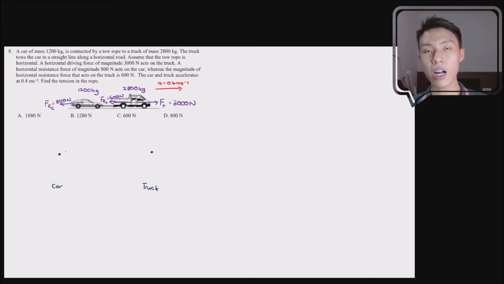Okay, so for the car, when we want to draw a free body diagram, start by drawing a dot to represent the object, then drawing the axis accordingly. So the axis here, one should usually follow the direction of motion. So in this case, the x-axis will follow the direction of motion. The y-axis will be perpendicular to the direction of motion. Okay, so now we have this ready. Let's ask ourselves the 5 questions in order to fill out our free body diagram.